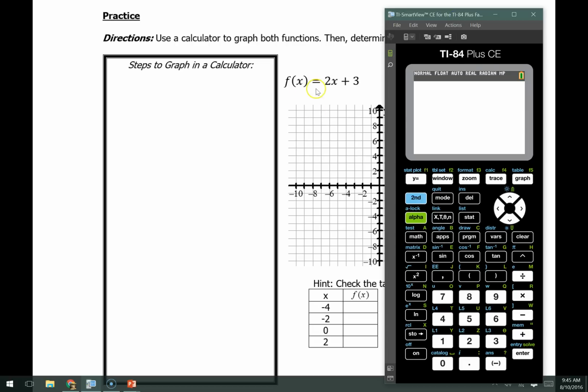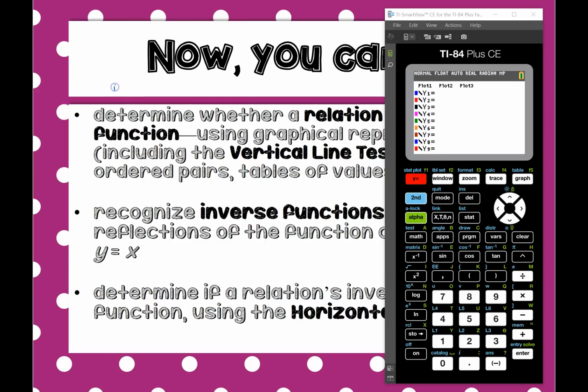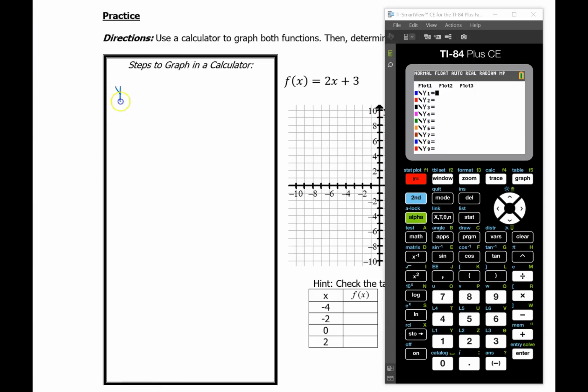So in order to graph this function in the calculator, I first am going to go to the y equals, I'm going to hit the y equals button, and then I'm going to enter in the rule of the equation, not the name of the function f, just the rule. So I'm going to put in 2x plus 3.